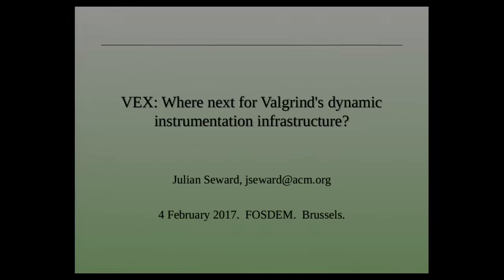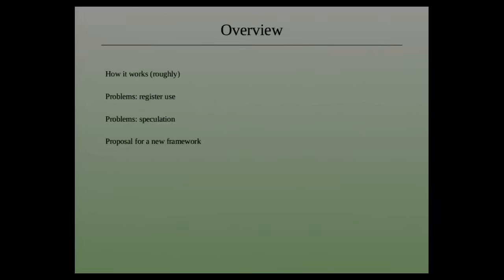So this is a kind of an approximate overview. It's not really right. I'll say some stuff about how it works roughly. I'll talk about some problems with the register use in the framework. And also, this isn't right, but I want to talk about precise exceptions. So I'll explain what that is. And then show you a proposal for where we can go with this. Another thing is that this is all speculation about stuff that could be done in the future.